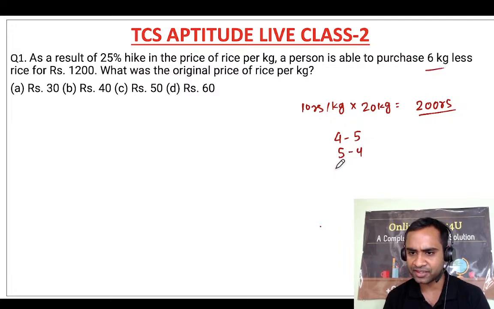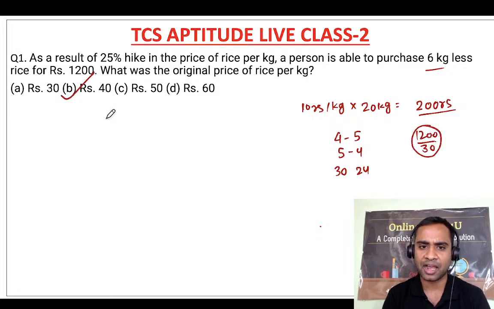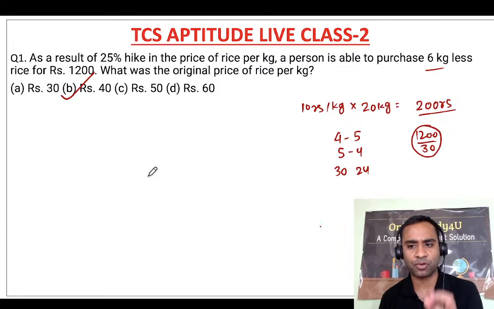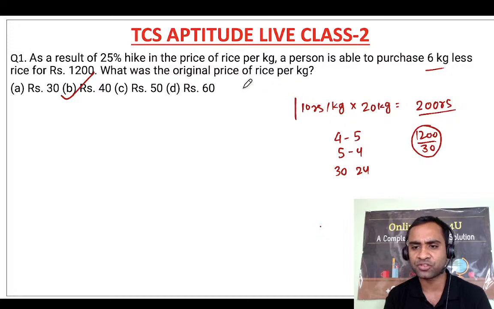Actual difference is 6, so this will be 30, this will be 24. So 1200 divided by 30, and you will be able to mark the answer 40. But how does it come and how will you be able to solve it? That is what I am going to tell you, the short tricks. I am going to tell you the shortcut method for this.